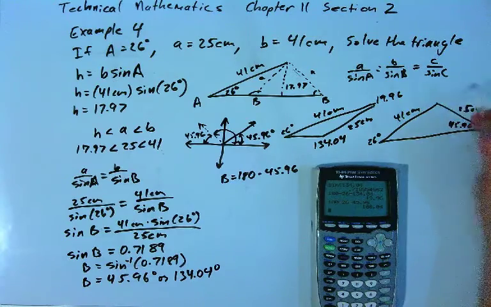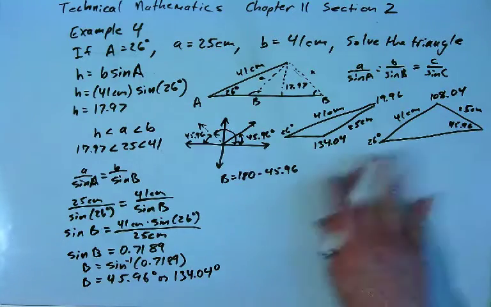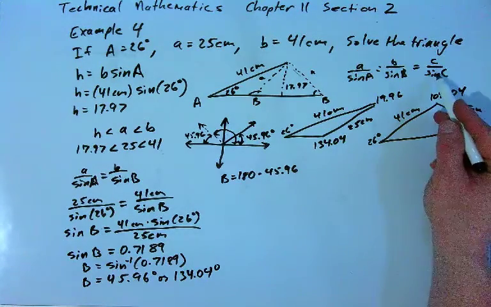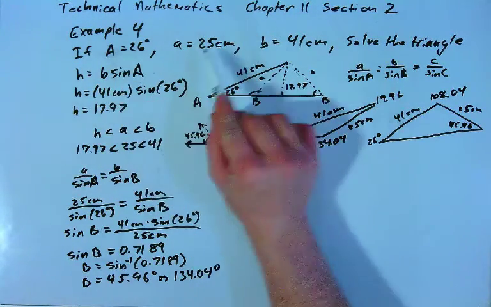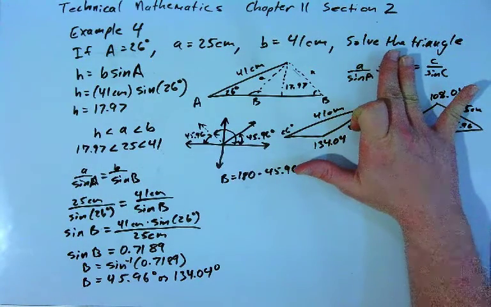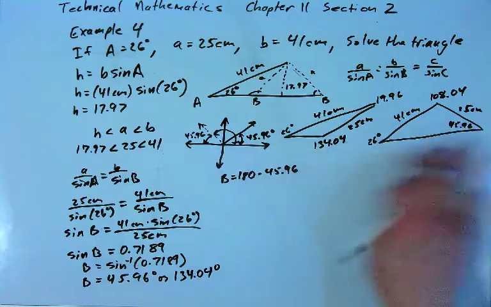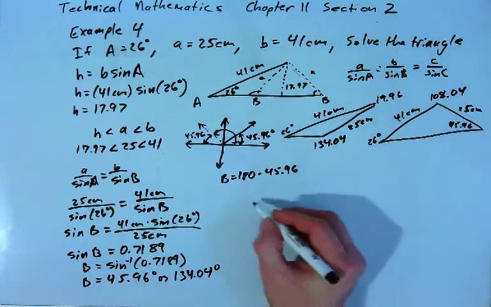And so this angle is obtuse at 108.04. The last step of the problem is to find side C. And since we know angle A and side A, we should use a over sine A is equal to c over sine C. And so that's what I'll do. And again, we'll have to do this twice because there's two different answers here.